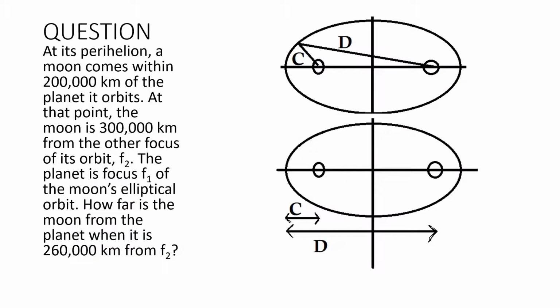Right, let's try a question. At its perihelion, a moon comes within 200,000 kilometers of the planet it orbits. At that point, the moon is 300,000 kilometers from the other focus of its orbit, F2. The planet is at focus F1 of the moon's elliptical orbit. How far is the moon from the planet when it is 260,000 kilometers from F2? Have a go at this question and see if you can answer it first.